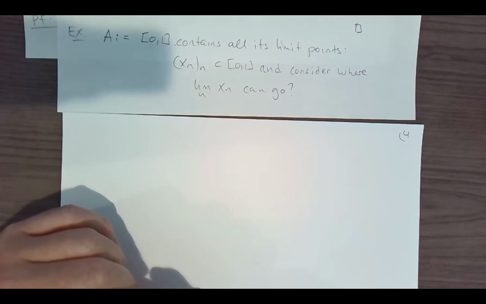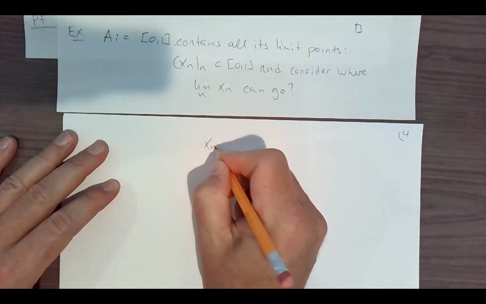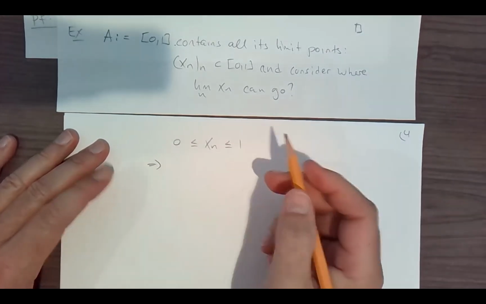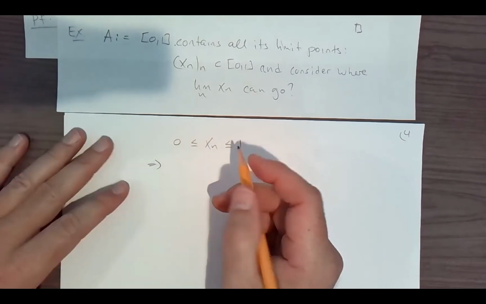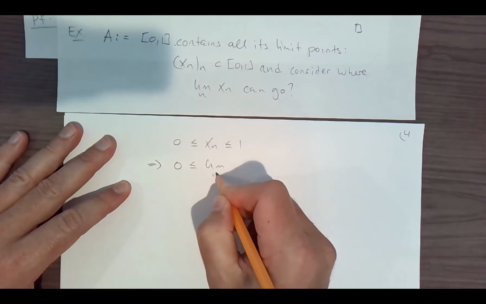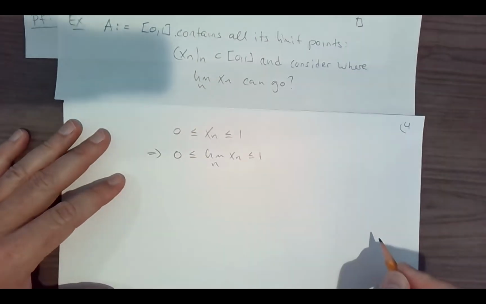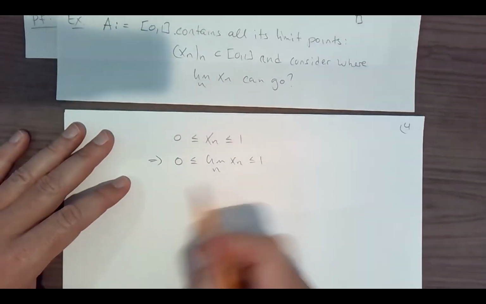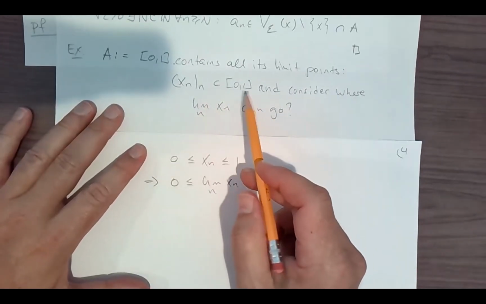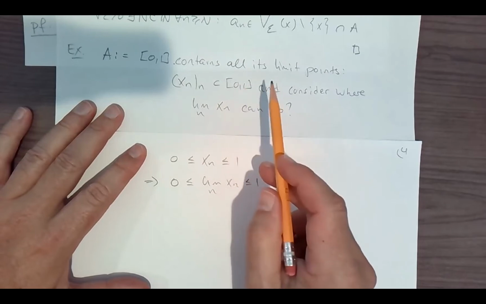That's correct, Fernando. At least 0. That's because if I have xn squeezed in between 0 and 1, then we had a result from weeks ago that said that the limit is going to obey the same bounds. So they're always going to be there. You can only stay within this interval.